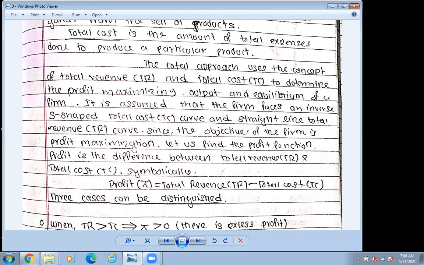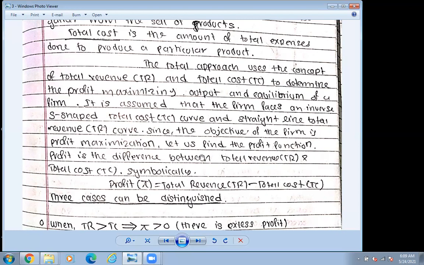profit maximization. Every firm, that means every industry, if you are going to establish some industry, तिमीहरुको के एउटा objective हुन्छ, उद्देश्य के हुन्छ त? When you have opened that farm, that industry, that business, it is just to earn the profit, isn't it? So the objective is profit maximization, so let us find the profit function.